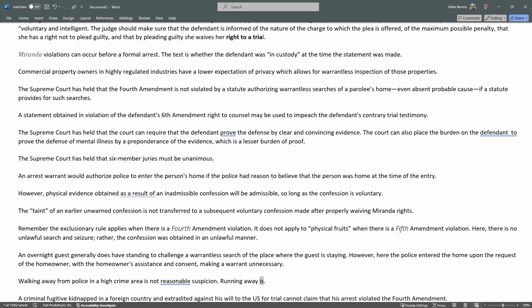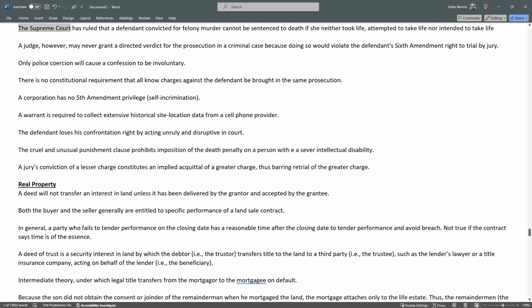Running away is. A criminal fugitive kidnapped in a foreign country and extradited against his will to the U.S. for trial cannot claim that his arrest violated the Fourth Amendment. The Supreme Court has ruled that a defendant convicted for felony murder cannot be sentenced to death if she neither took life, attempted to take life, nor intended to take life.